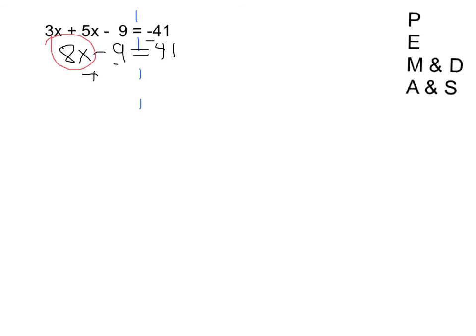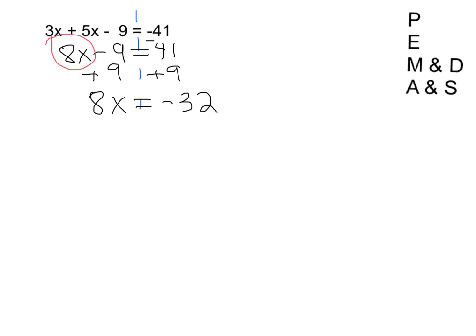I know if I'm going to add 9 to the left side, I also have to add 9 to the right side of my equation. On the left side, negative 9 and positive 9 add together to equal 0. So I'm left with just 8x. The identity property of addition says that if you're adding 0, you're not changing the value. On the right side of my equation, my negative 41 and my positive 9 combine to equal negative 32.